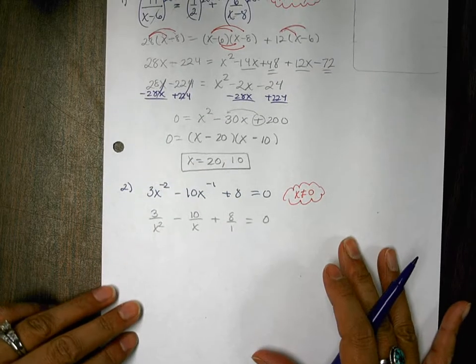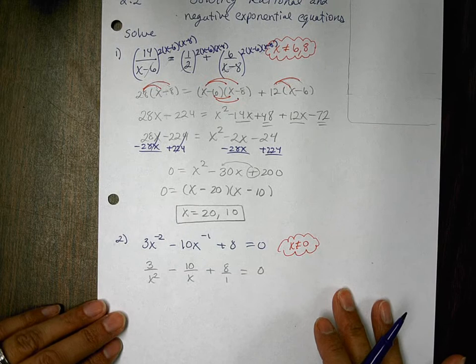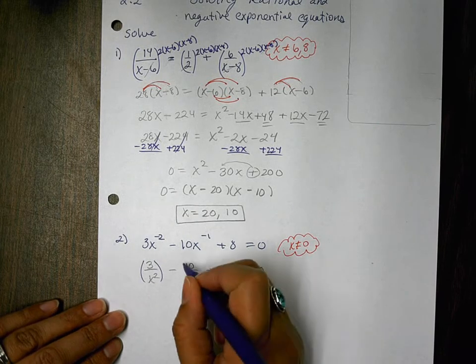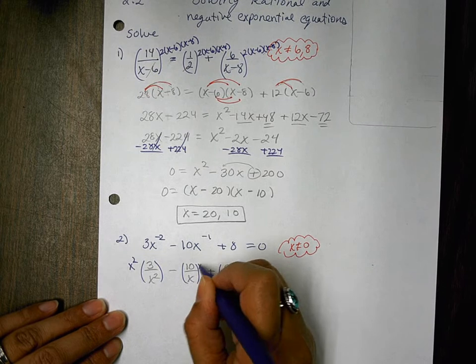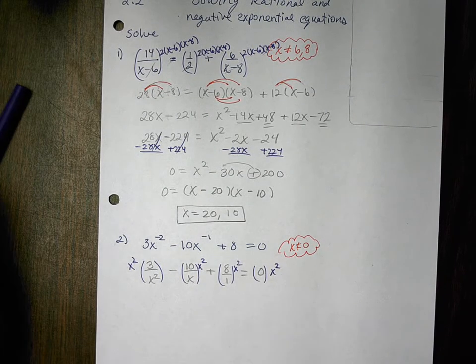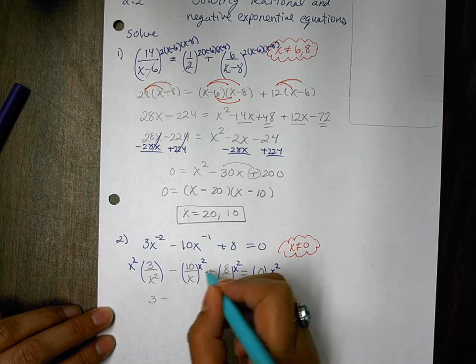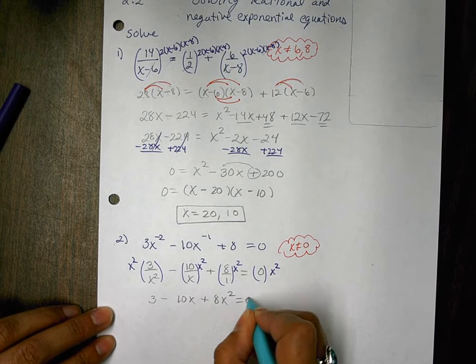We are going to clear by multiplying everything by the common denominator, which is x squared. It reduces, and you're left with 3 minus 10x plus 8x squared equals 0.